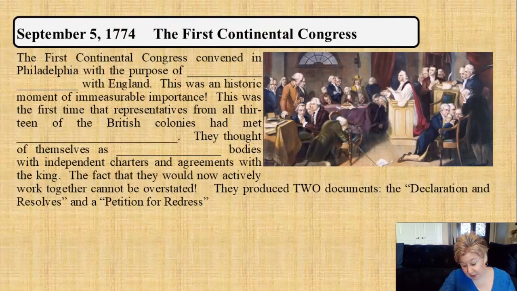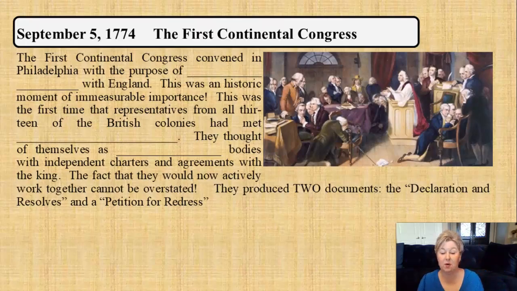And so they came together on September 5th, 1774. Remember, the blockade started in June. September 5th, they gather in Philadelphia for the first time. The purpose was to make peace with England. Guys, I want you to get that really clear.